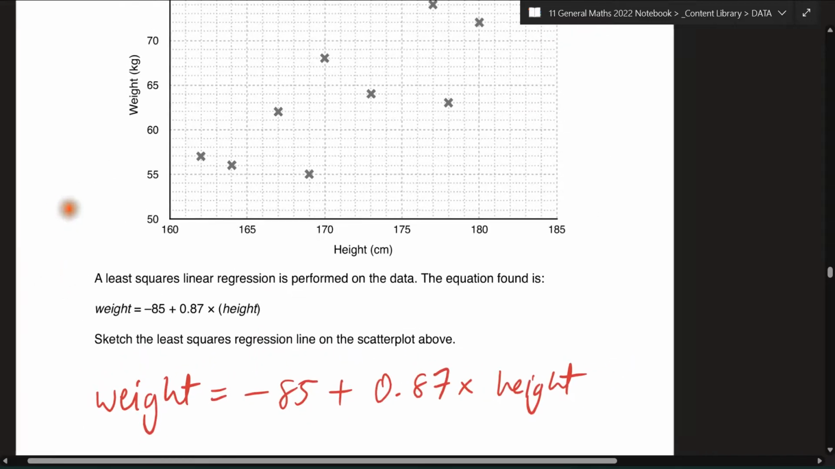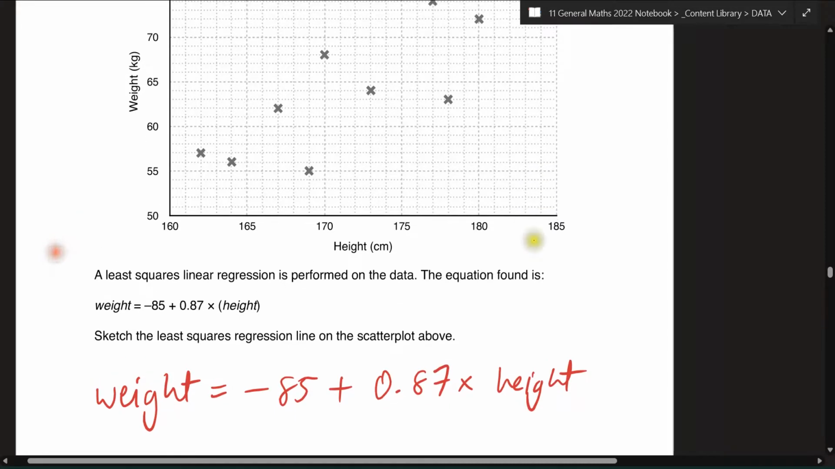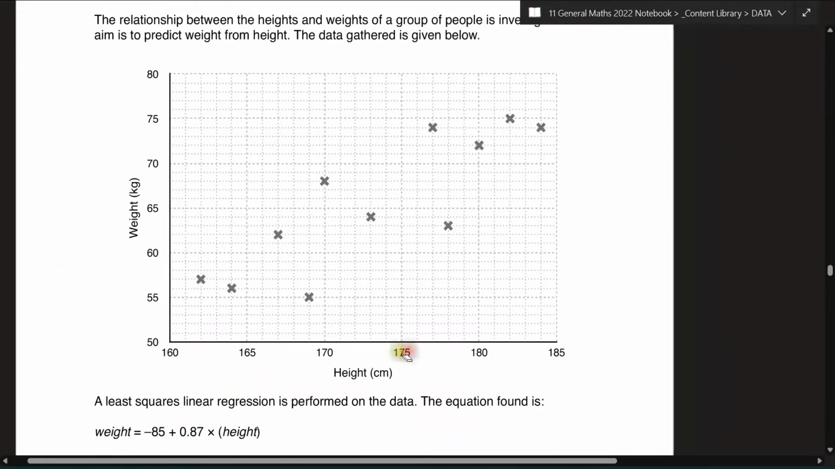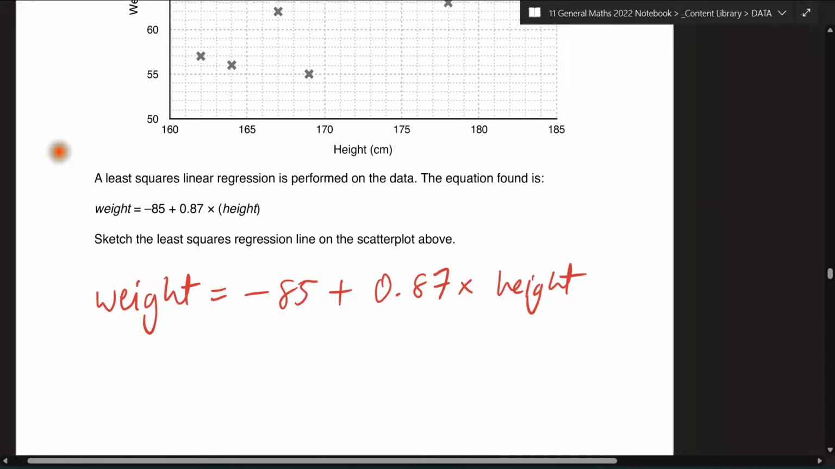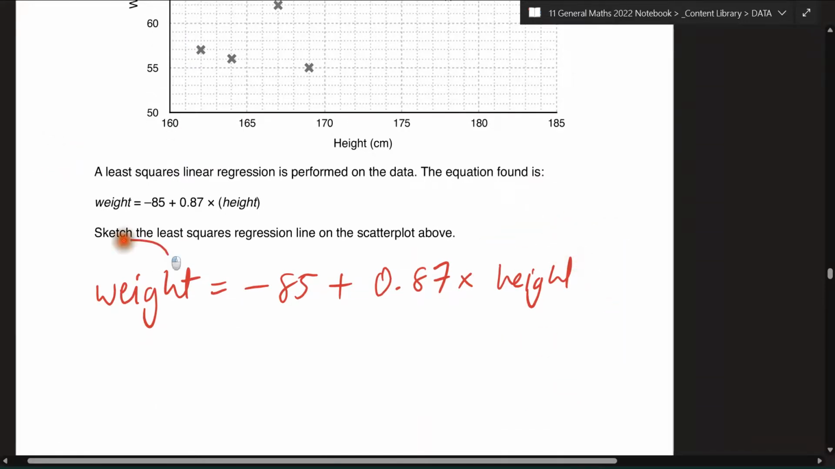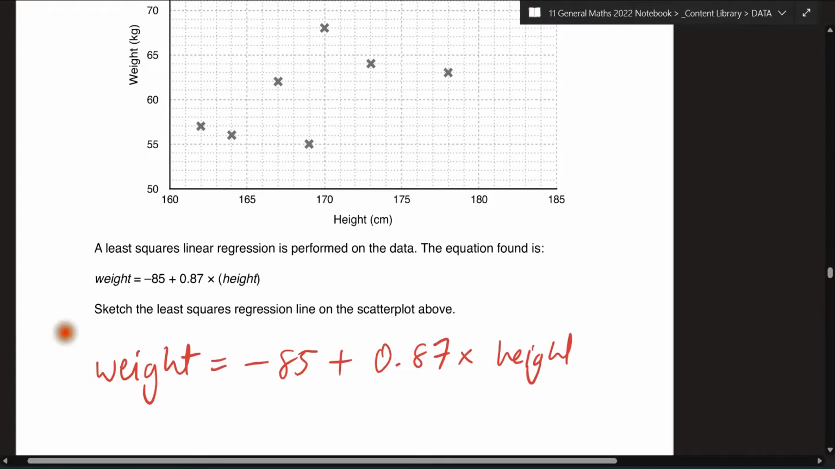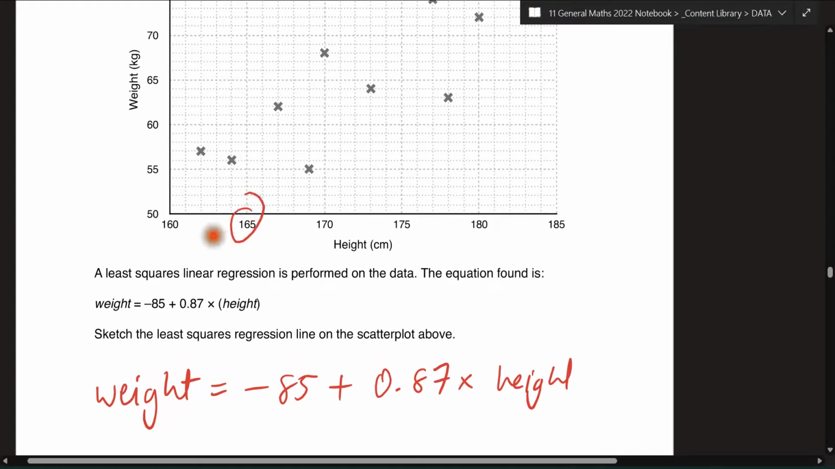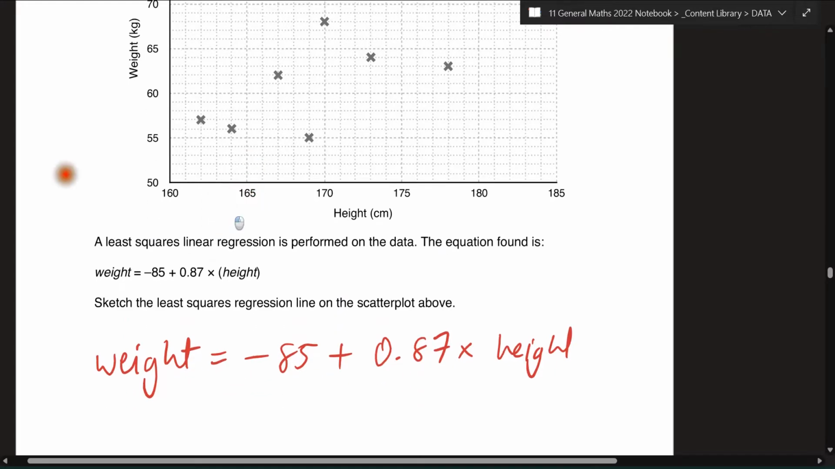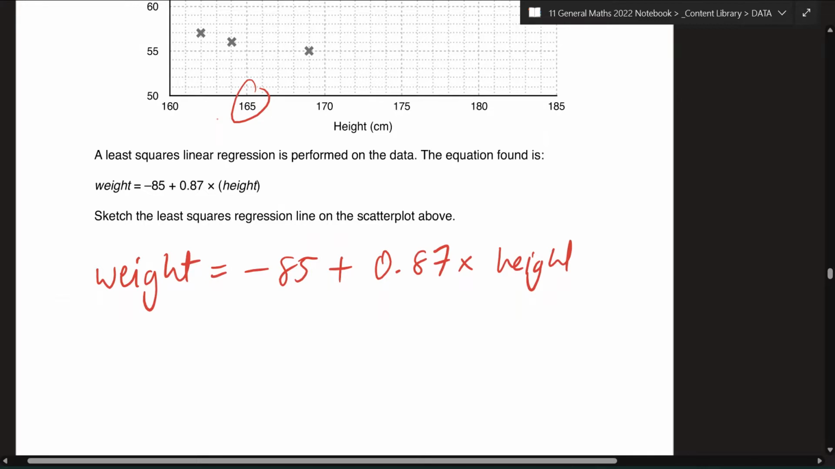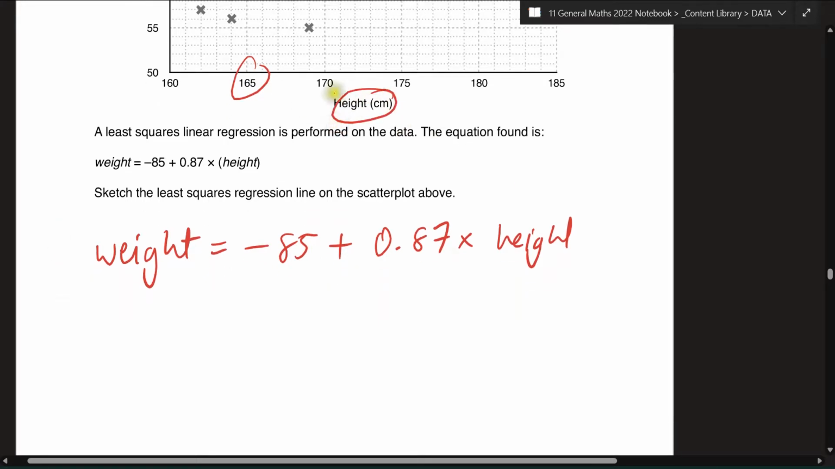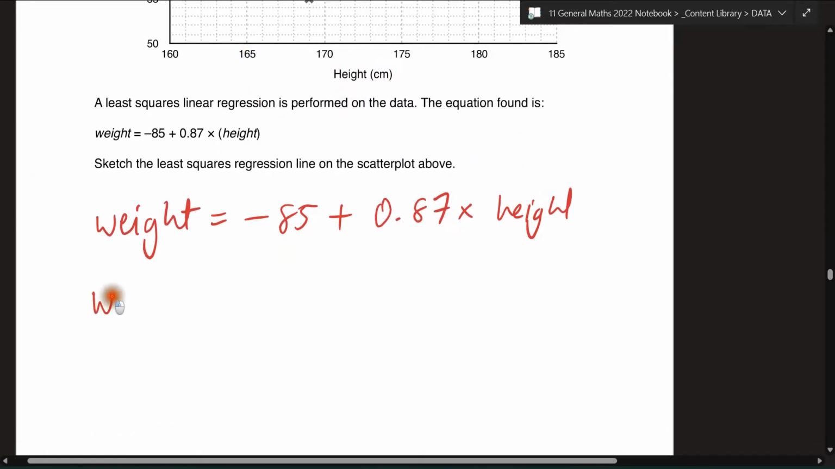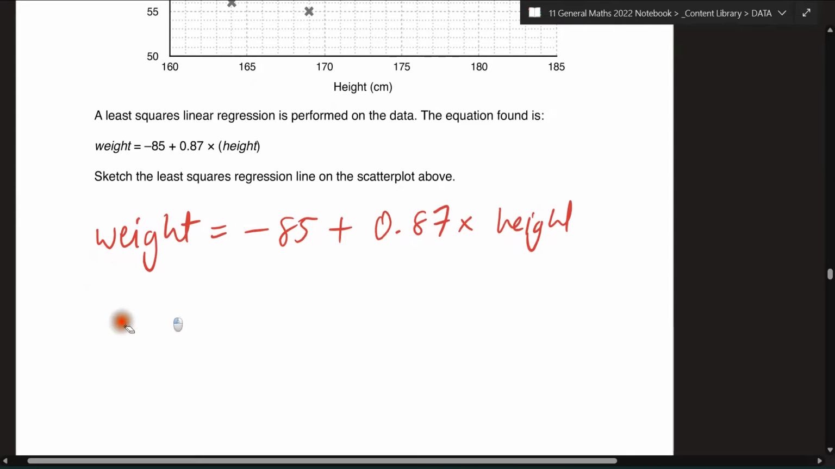Now, when I say pick any point, you need to pick a point either on the x-axis or on the y-axis and substitute it into either the EV or the RV. So let's say, for example, I want one of my points to be somewhere around 165. If I'm picking 165 as my point, I have to change height to 165 here. Substitute it.